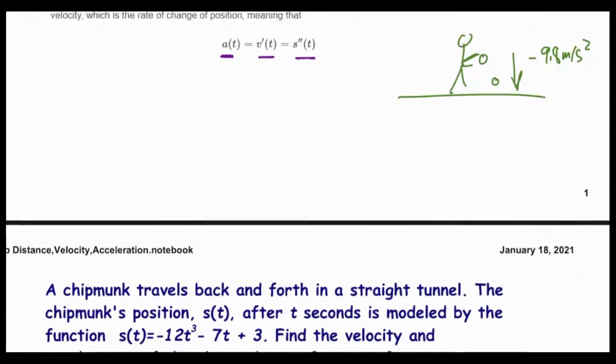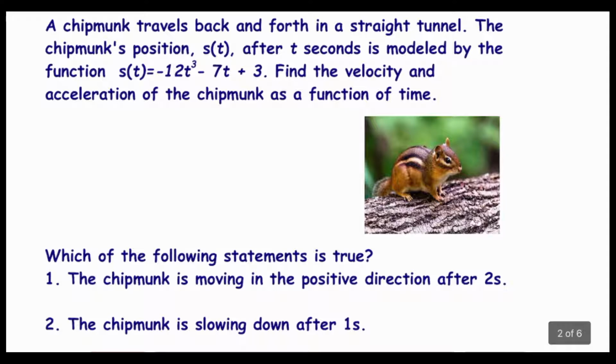Now let's take a look at a specific word problem example. A chipmunk travels back and forth in a straight tunnel. The chipmunk's position, s of t, after t seconds is modeled by the function s of t equals negative 12t cubed minus 7t plus 3. Find the velocity and acceleration of the chipmunk as a function of time.